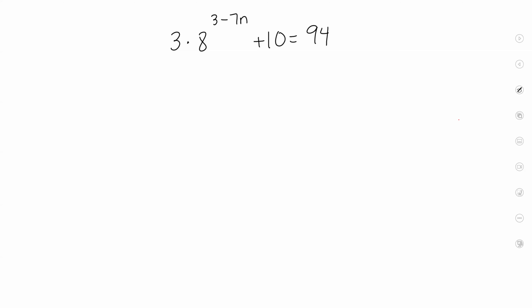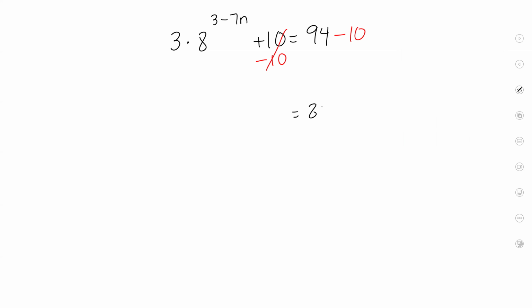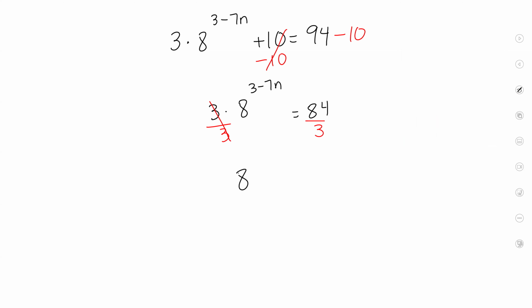So first you subtract 10 from both sides, and you get 84 on this side. 3 times 8 to the power of 3 minus 7n. Now I'm going to divide by 3. And guys, what is 84 divided by 3? 28. Thank you. All right. And so now I'm going to change it to a log. We're done with step 1.